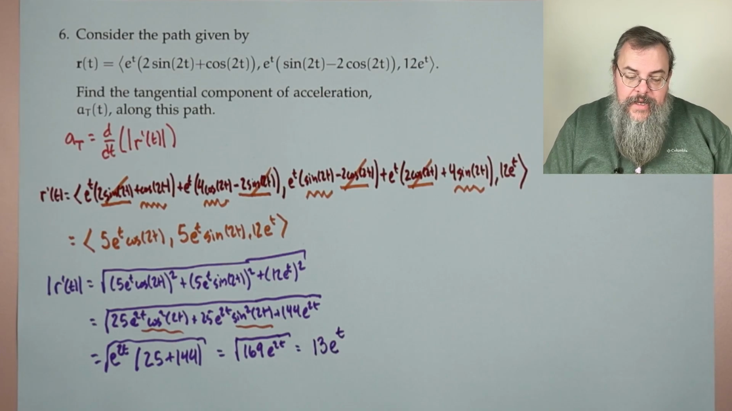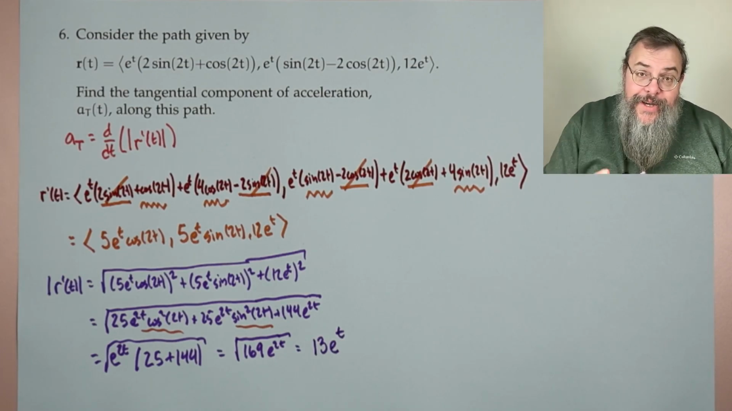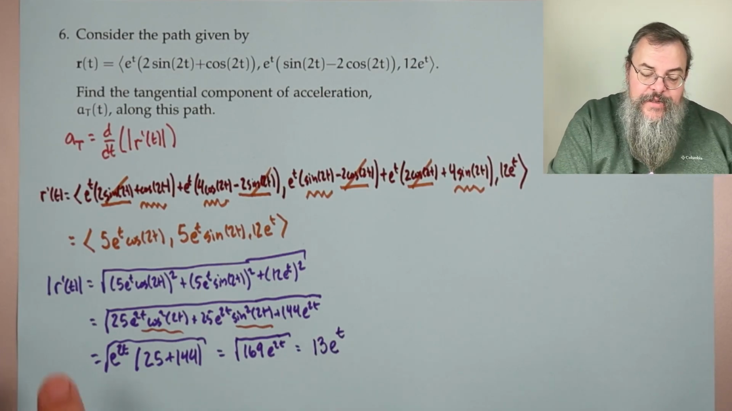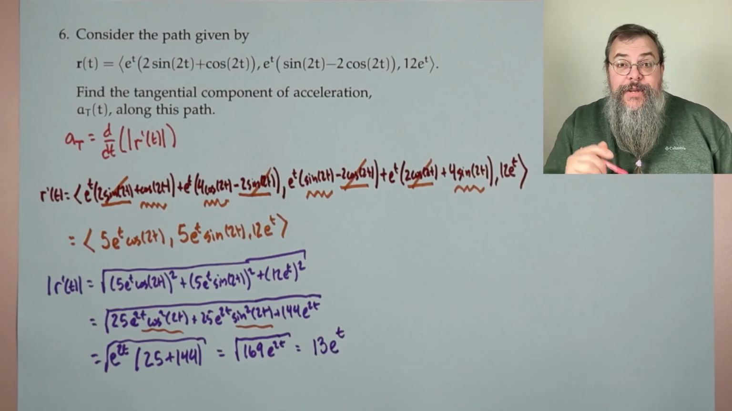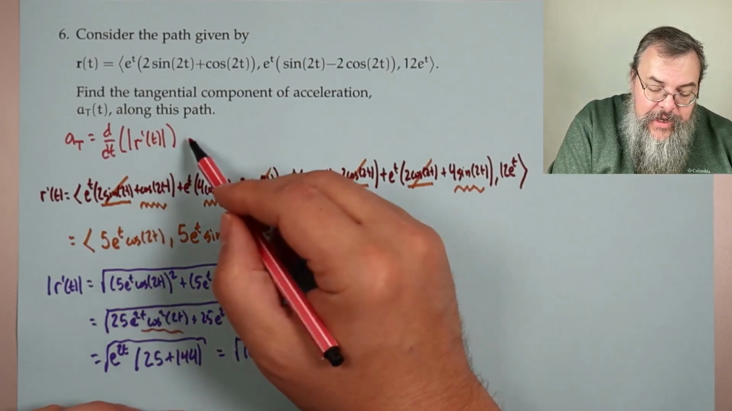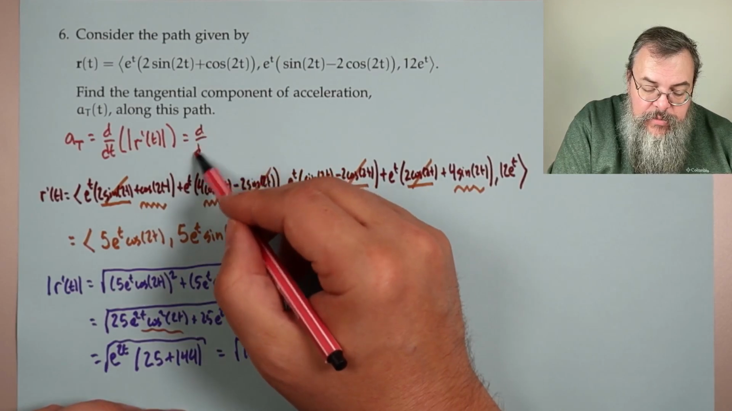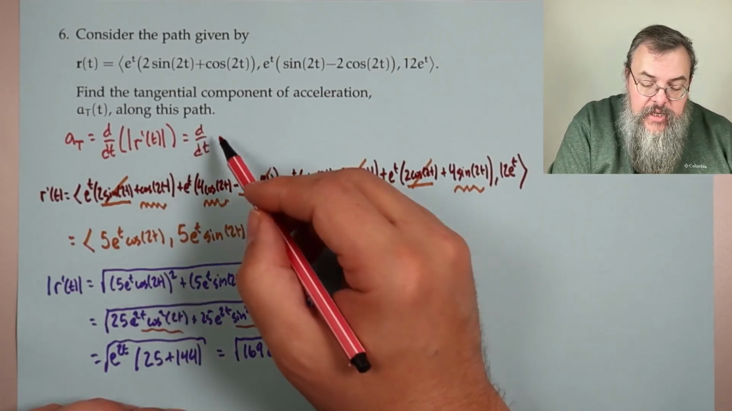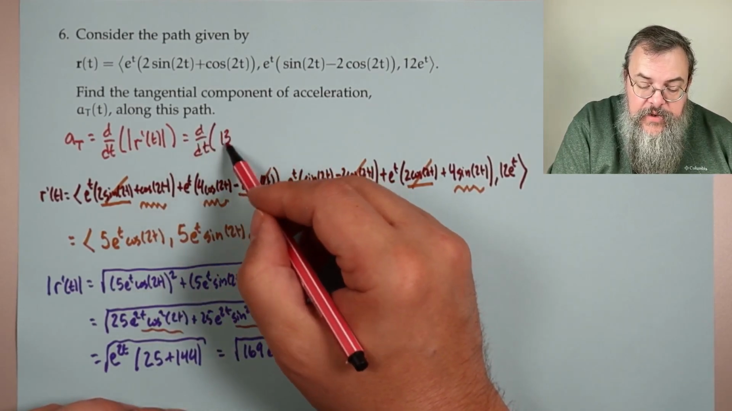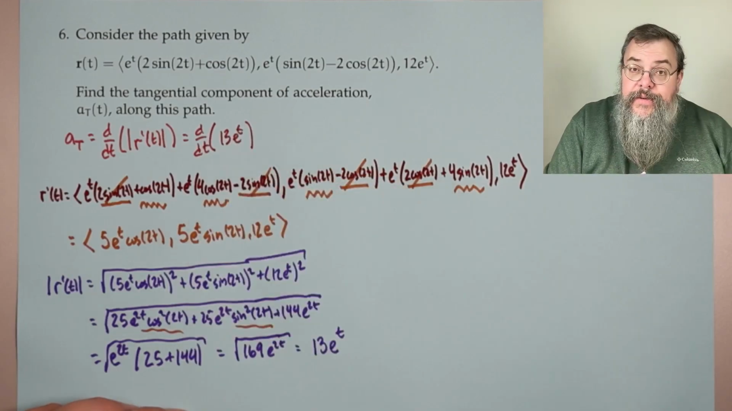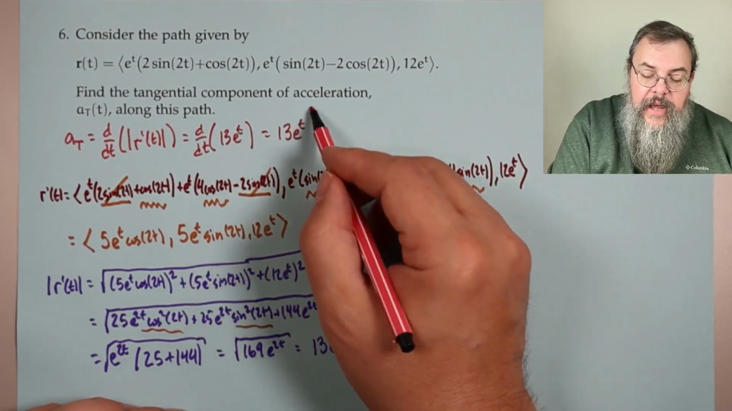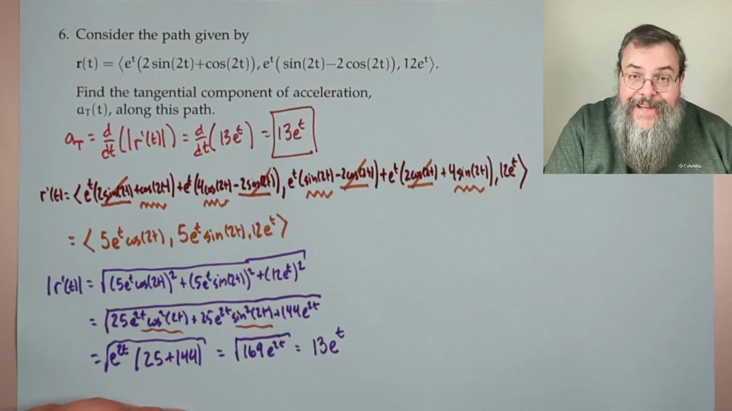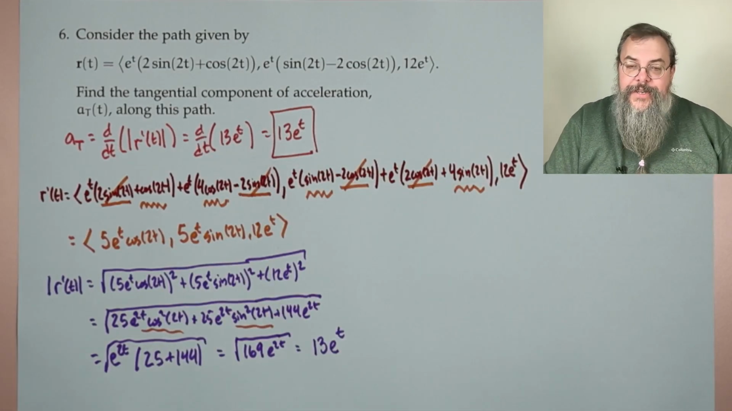All right, now remember, that's not our answer. That's the magnitude of r prime. What do we need to do? Now we need to take the derivative. So our answer isn't going to be this 13e to the t. It's the derivative of 13e to the t. And the derivative of 13e to the t is 13e to the t. And that's our answer. Good, good.